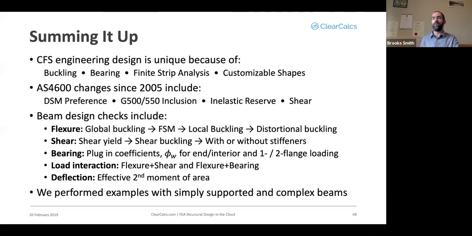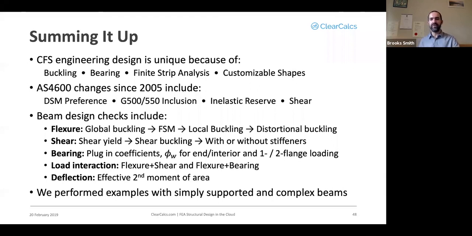cold formed steel engineering design is unique compared to most other materials because of the importance of buckling, because of the importance of bearing, which is much more likely to control in cold formed steel than in other materials. The fact that you're making use of a finite strip analysis, which you don't typically need to do for most other materials. It's usually purely analytical hand calculations for most capacity calculations in other materials. And the fact that cold formed steel is very customizable in shape. So your cross sections can take on very custom designs as you see fit, in addition to more standard cross sections that are available from many of the manufacturers.